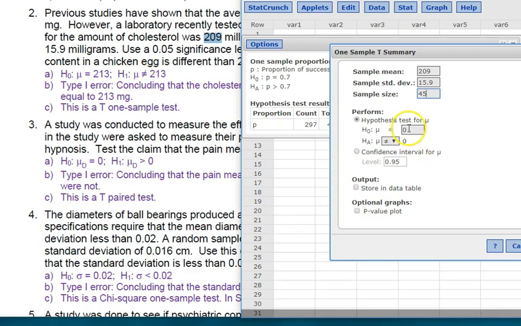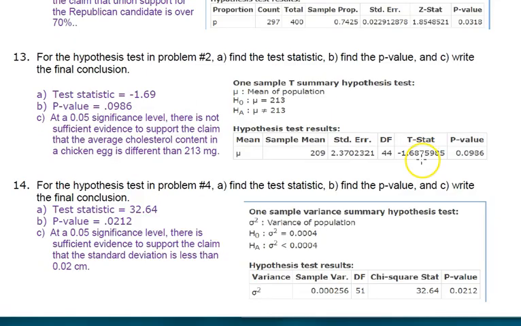Then here's our hypotheses. So we're putting 213 in for the number. We're leaving the inequality as a not equal to. And here are our results. So our test statistic is negative 1.69. Our p-value is 0.0986. We were supposed to test this at a 0.05 significance level. This time the p-value is bigger than the significance level, which means we get negative conclusions. There is not sufficient evidence to support the claim, and that was that the average cholesterol content in a chicken egg is different than 213.